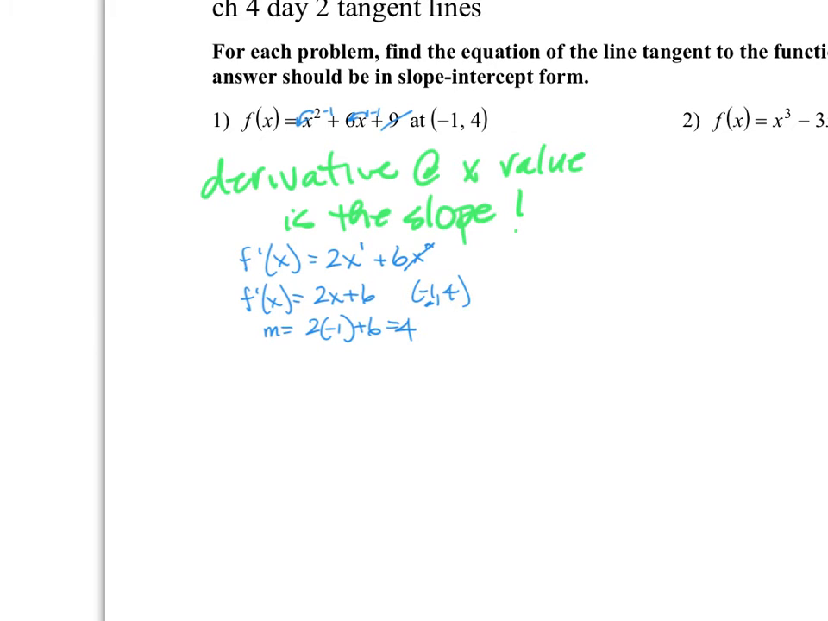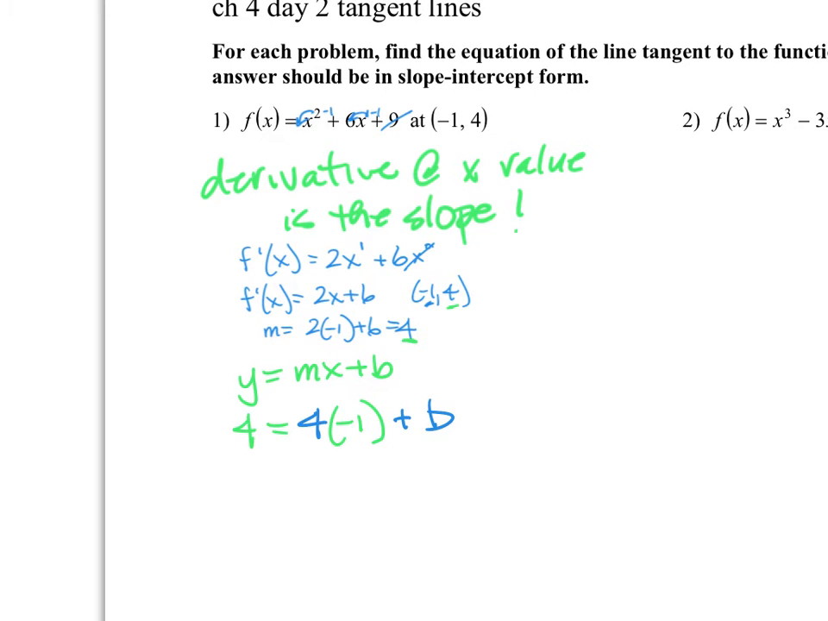So we would have, remember, our slope-intercept form. And our m is the 4, and our output value is a 4 for the y. So we have the y value of 4. We have our slope of 4. We have our x value of -1. And then we just are figuring out what b is.